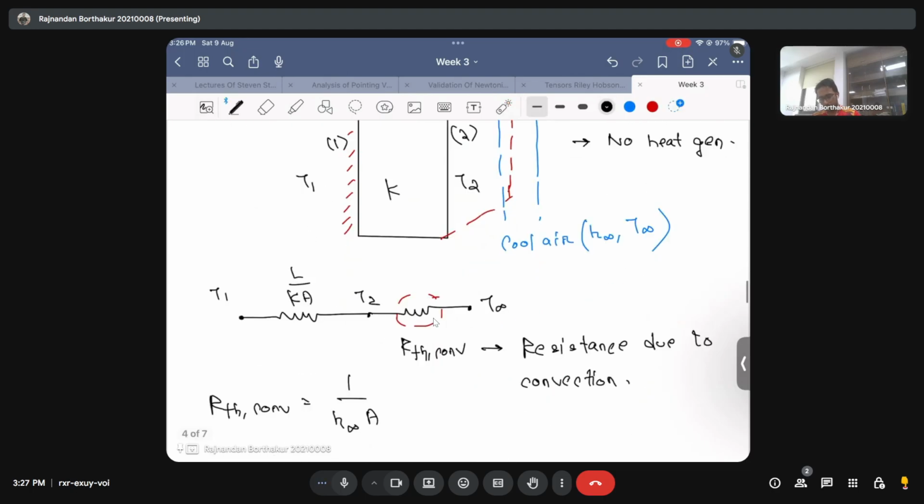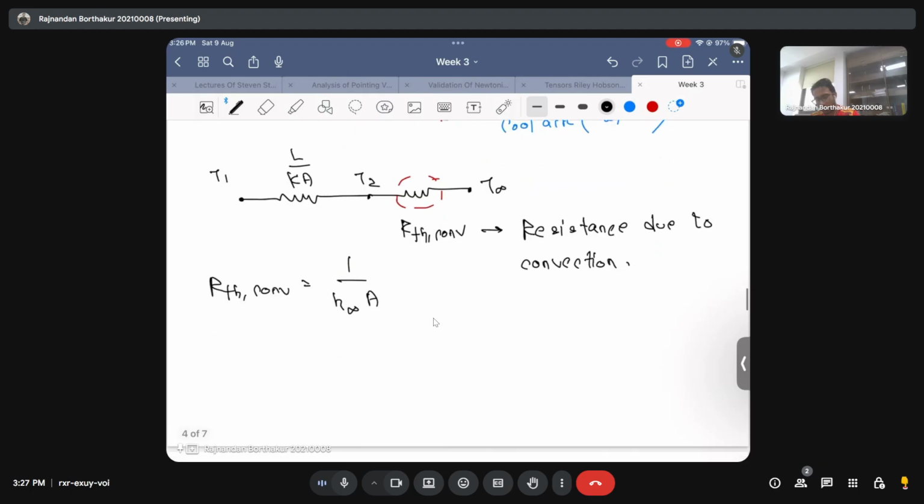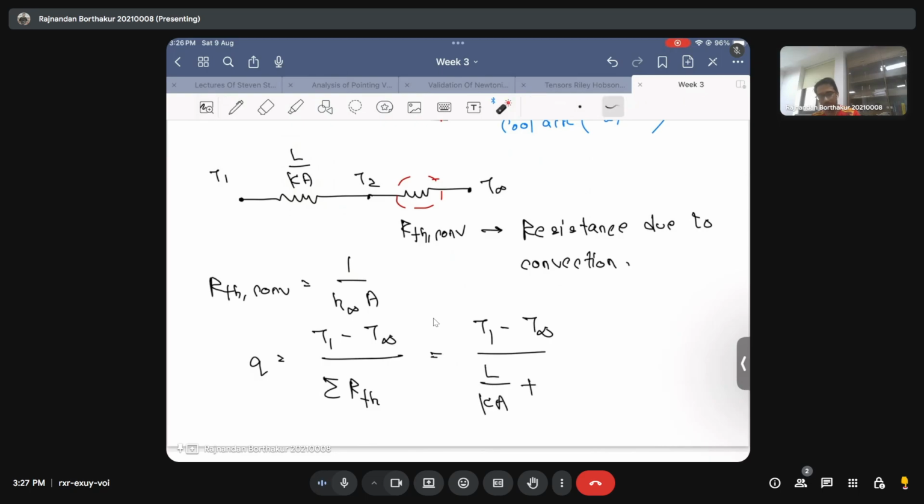So if you now ask me what will be the rate of heat transfer, which we call Q, this then becomes T1 minus T infinity divided by the summation of all the resistances in the resistance network. Now there will be two resistances: the conduction resistance, which is L by Ka, plus the extra resistance that comes into the picture due to convection, which we call RTH of convection, and this is just 1 upon H infinity times A.